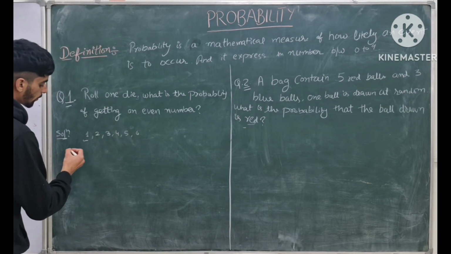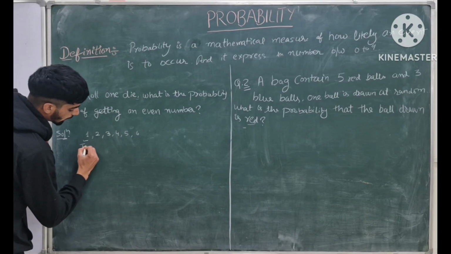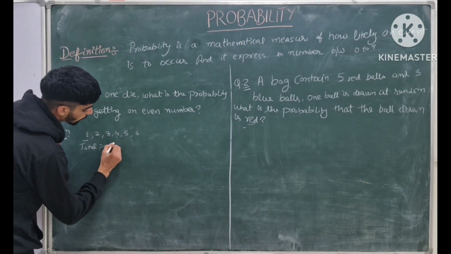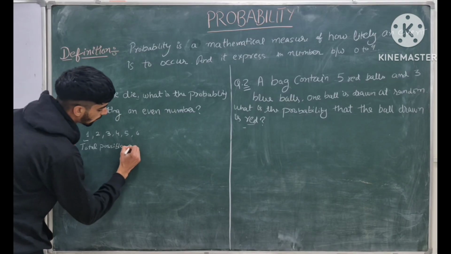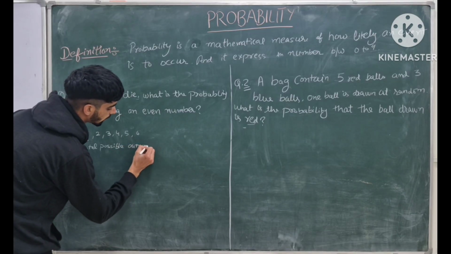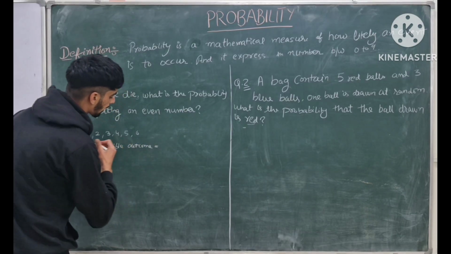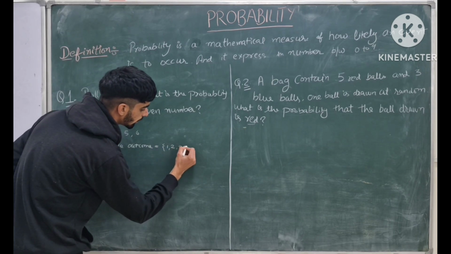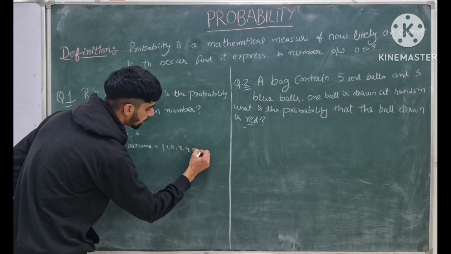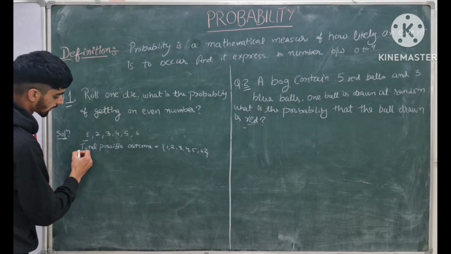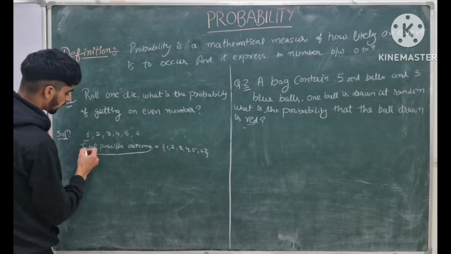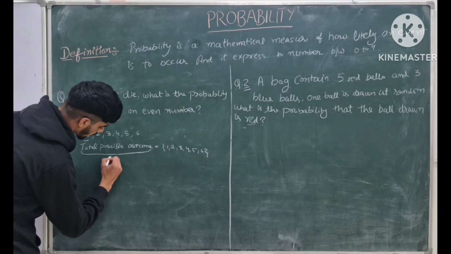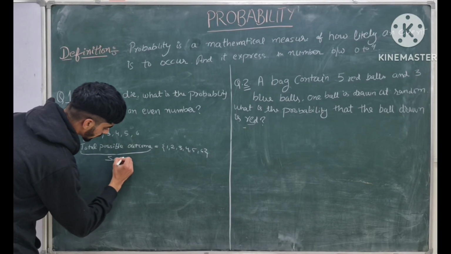So our total possible outcomes are 1, 2, 3, 4, 5 and 6. You can also say that this is the space of total possible outcomes, the sample space.